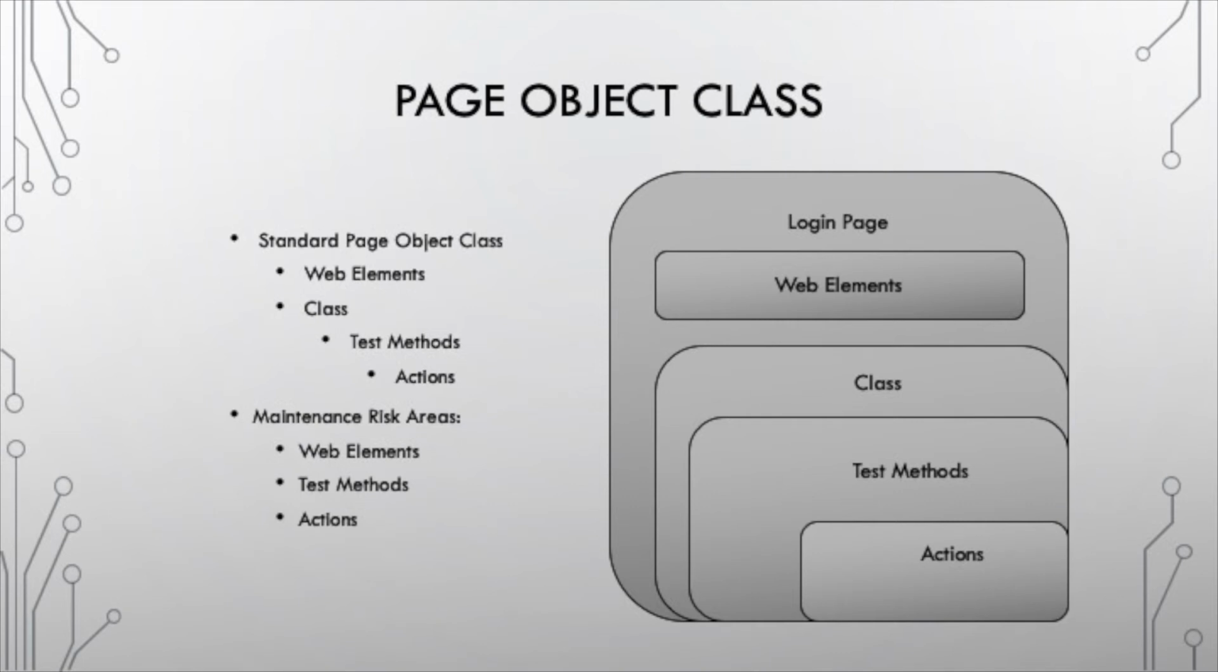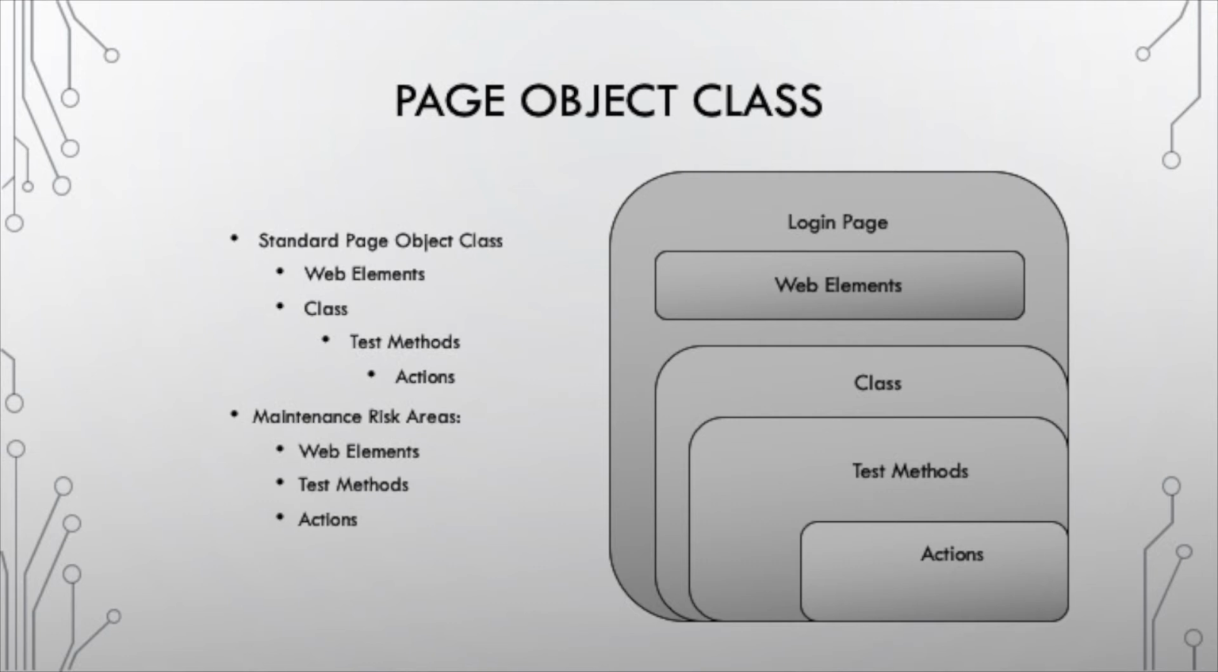Some maintenance risk areas for this setup would be that the properties of the web elements can change frequently. This can happen for a number of reasons. For example, a portion of the web page may not be under your team's control, or the IDs themselves could be dynamic by design. The next high-risk areas are test methods and actions.